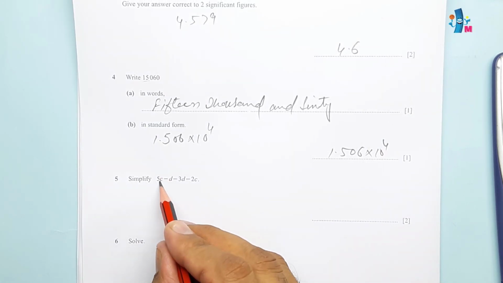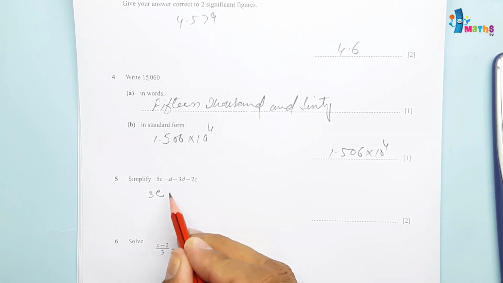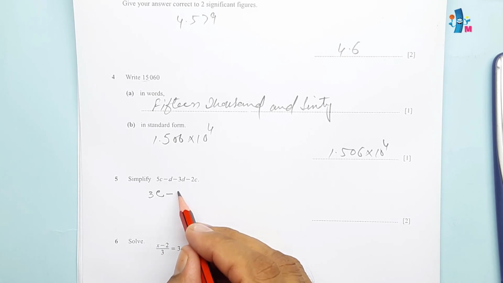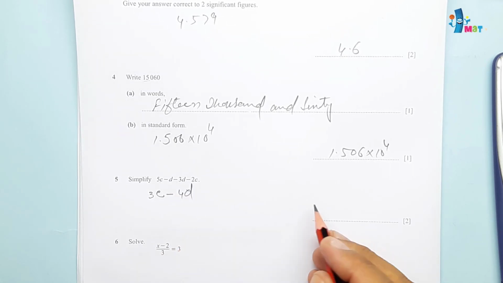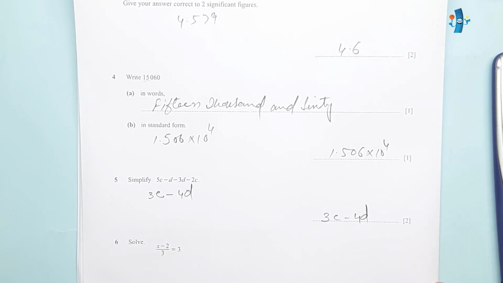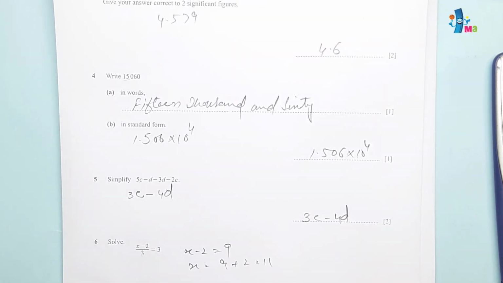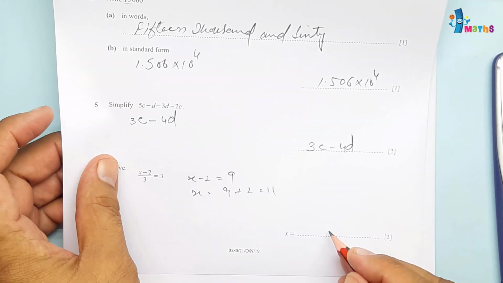And this is simplification. 5c minus 2c, this will be 3c, and this will be minus d minus 3d, minus 4d. So answer will be 3c minus 4d. Similarly, we'll have to solve this one. We can cross multiply. x minus 2 is equal to 9. x is equal to 9 plus 2, which is equal to 11. So our answer will be 11. We can write here 11.